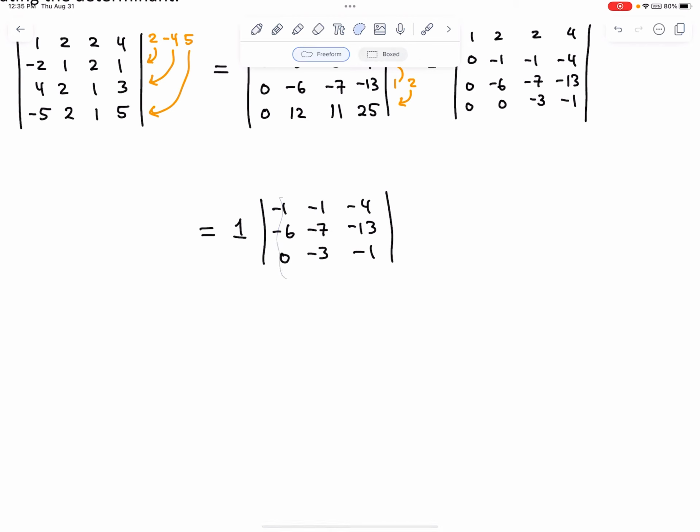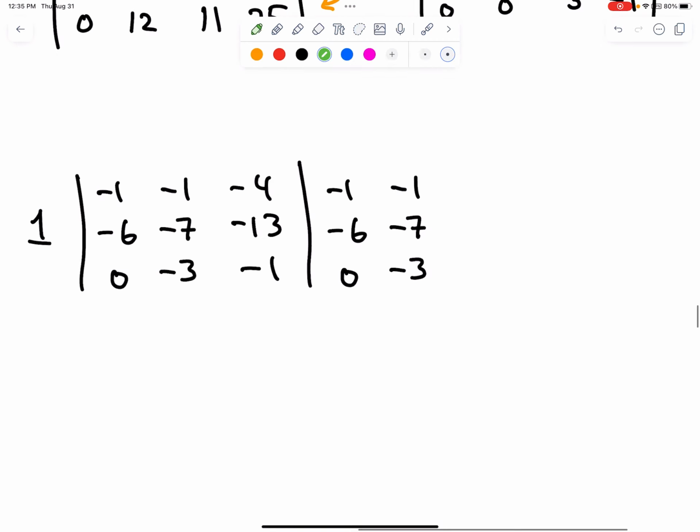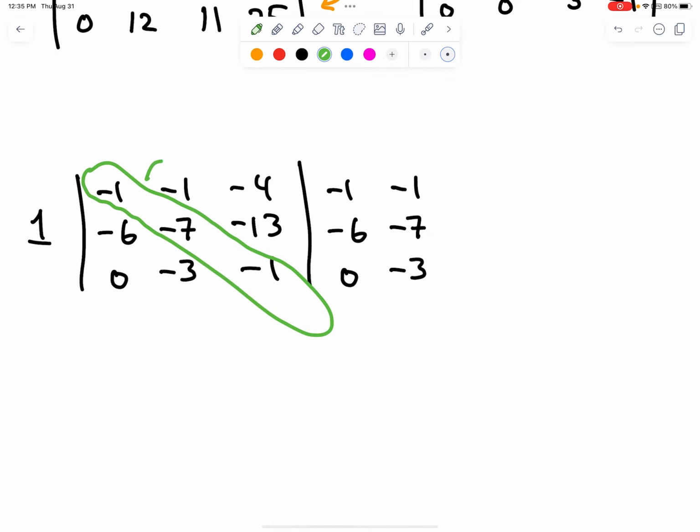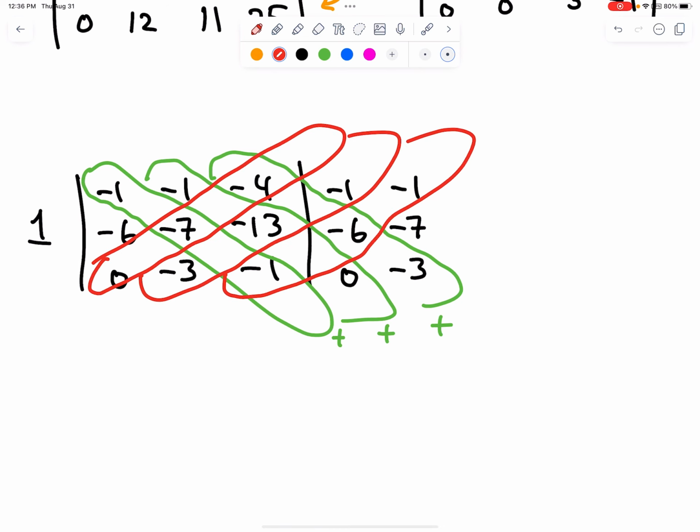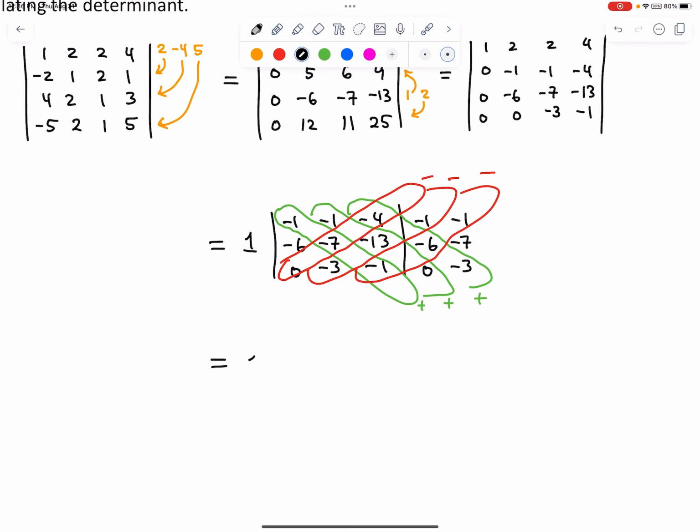So I'm going to copy the first 2 columns. Then I will multiply this diagonal, and then this diagonal, and then finally this diagonal, and keep the sign. So I'll put plus, plus, plus. And then I will multiply the other diagonals, but change those signs. And all of this will be times a positive 1, which I don't really need to write, but I'll go ahead and put it there.